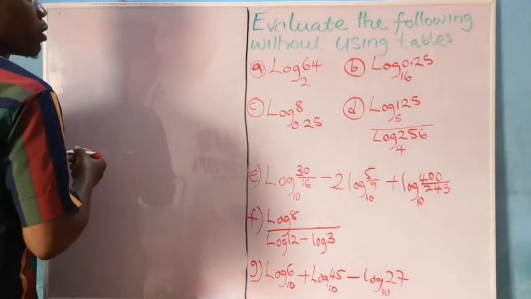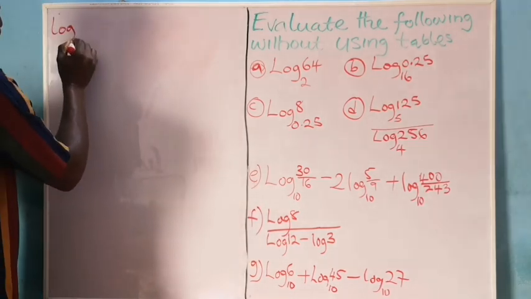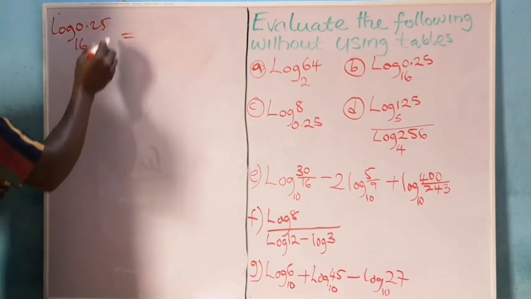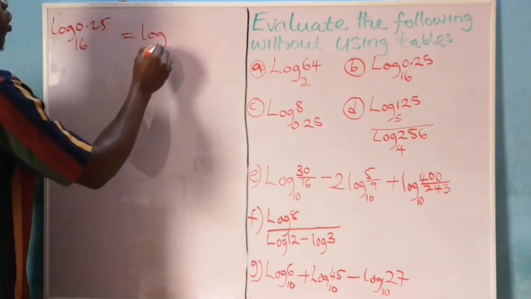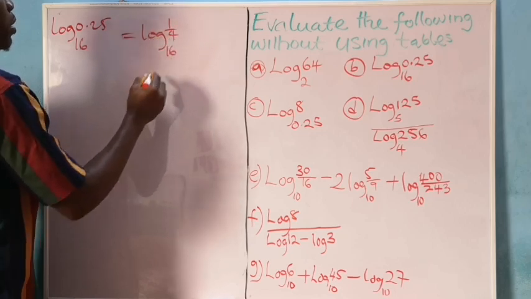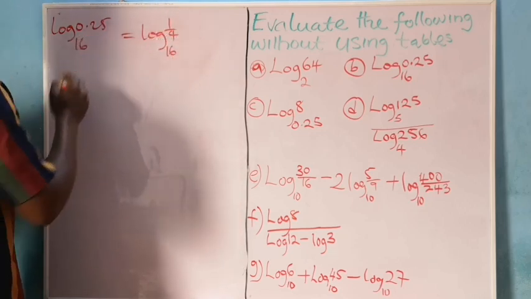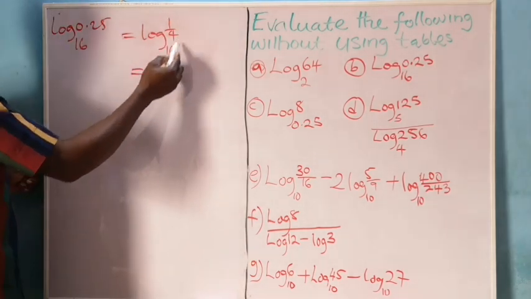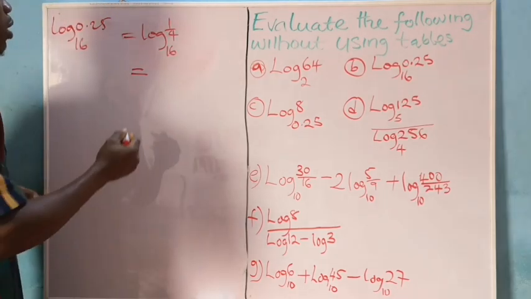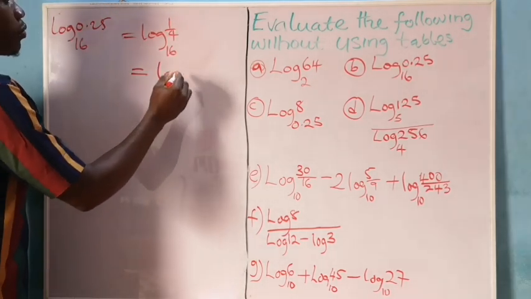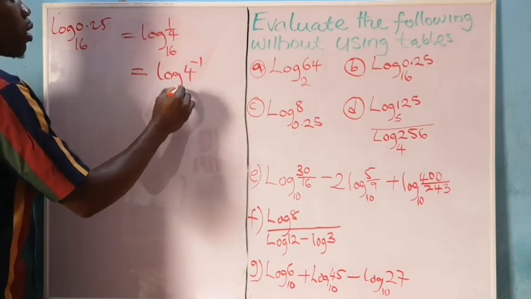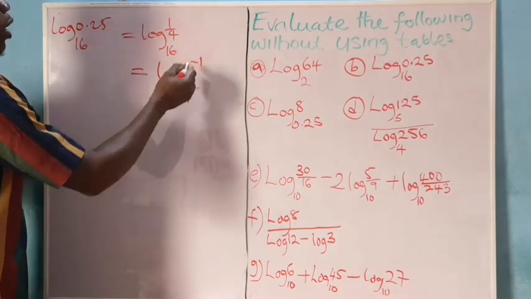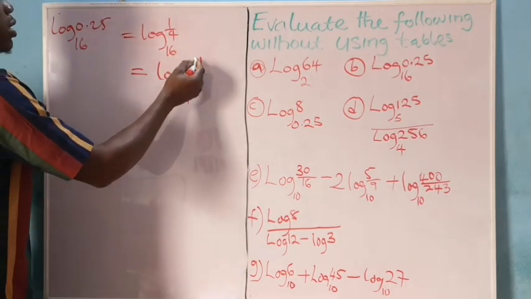Let's take the second one, which is log 0.25 to base 16. Now we are going to rewrite this to be log 1 all over 4 to base 16, because 1 all over 4 is the same as 0.25. Now the next thing we are going to do is to rewrite these two numbers to appear in the same base. So we're going to have log 4 to the power minus 1 to the base 4 to the power 2.